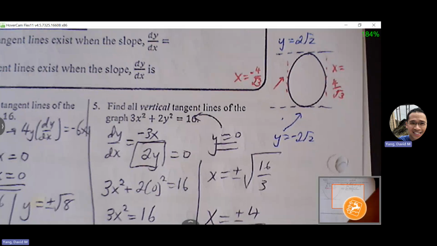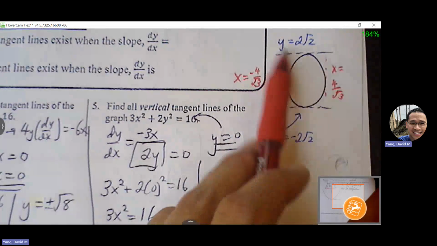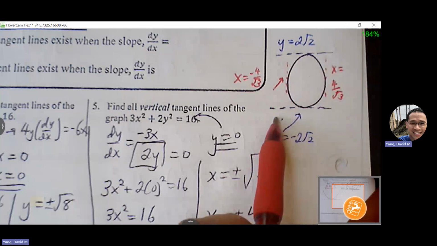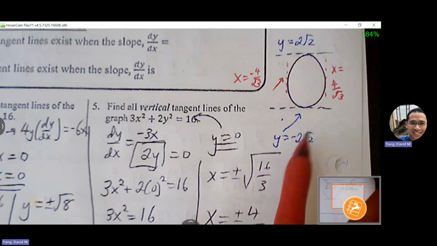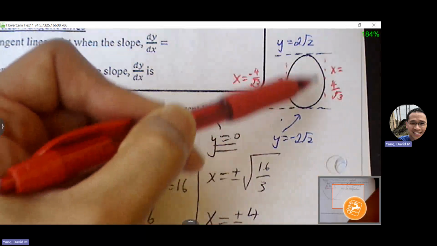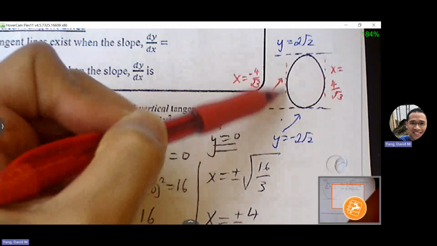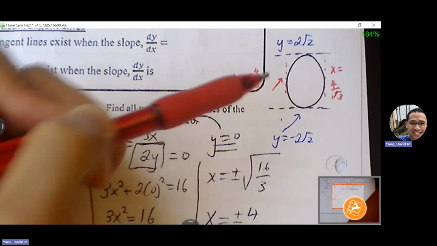So imagine this ellipse here where you have 2 horizontal tangents and 2 vertical tangents. This upper line will be y equals 2 root 2. This bottom line will be y equals negative 2 root 2. This vertical line on the right will be x equals 4 over root 3. And this vertical tangent line will be x equals negative 4 over root 3.